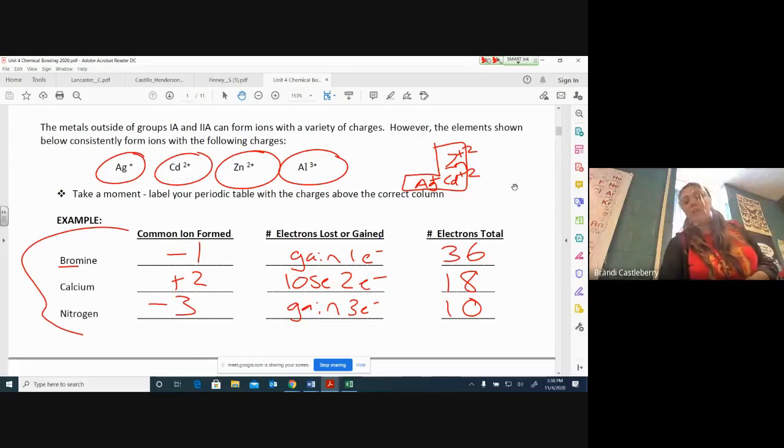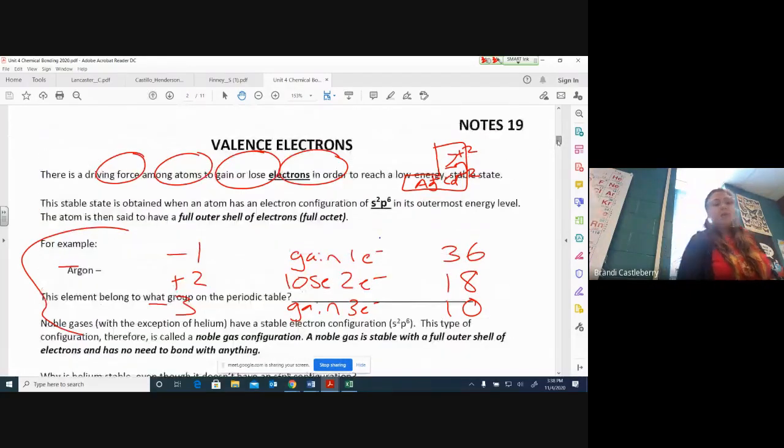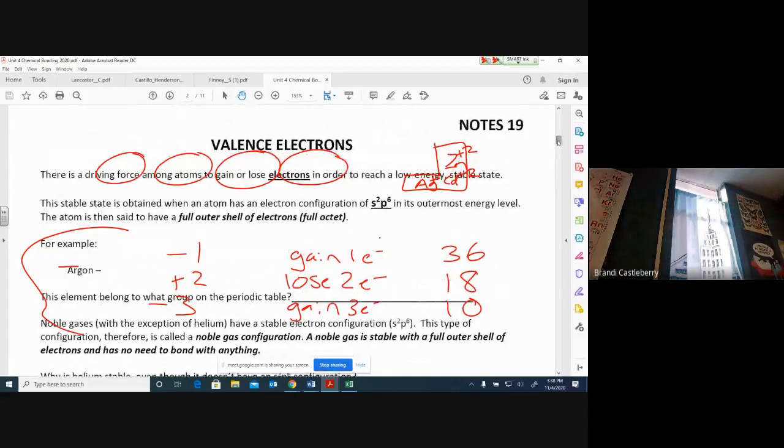All right, scrolling down to the next page. Now, just a little more detail of why this happens, and then we're done.